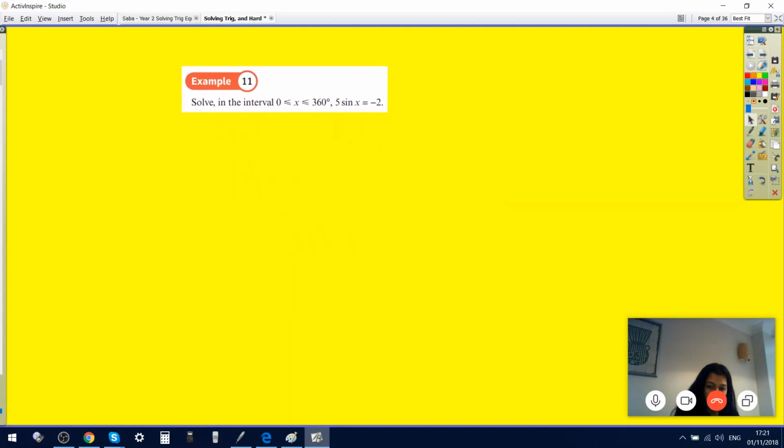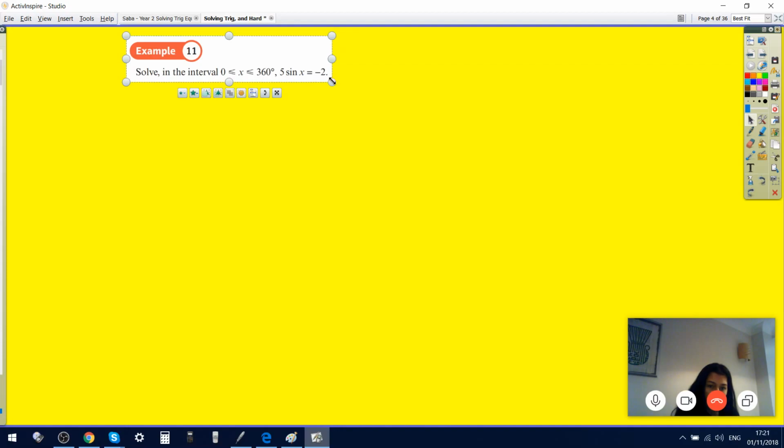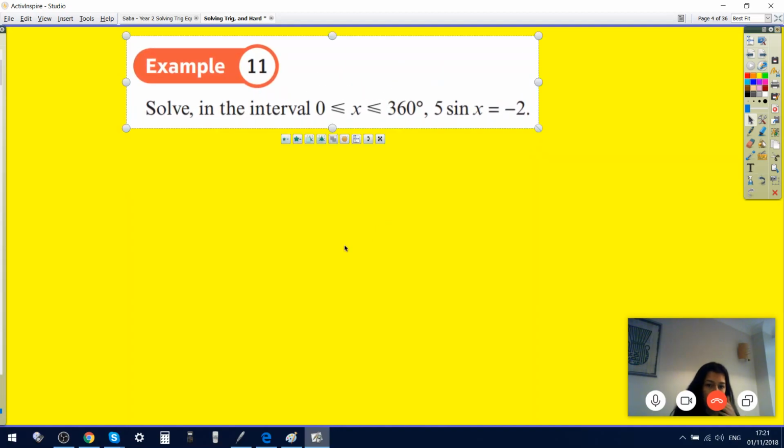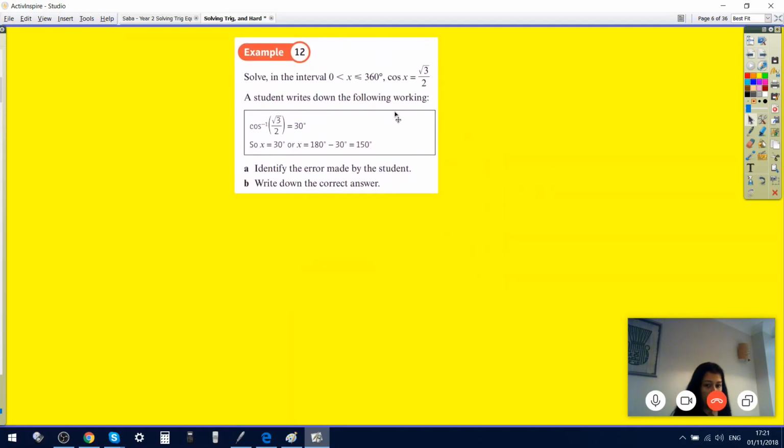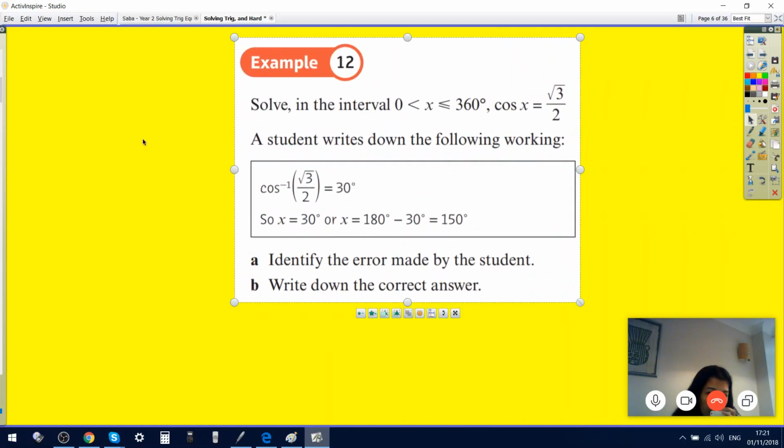How would you start this question? Sine x equals minus 2 over 5. That's fine. And then sine minus 1 equals 2 over 5. That's alright. Let's see. So what error did this student make?